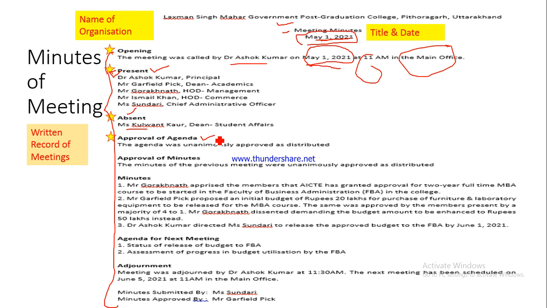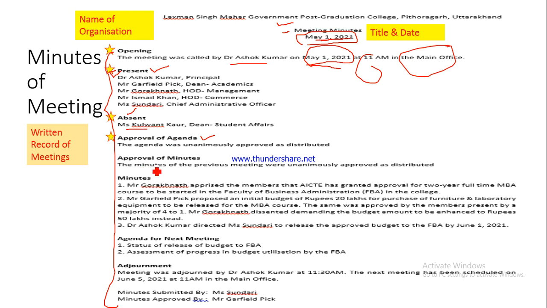Why is this being done? Again, the reason is so that everybody who has to attend the meeting, first of all, gets to know the various details like venue and timing, and then he or she also gets to know what is going to be discussed so that he or she may come prepared. So what we do is, we actually circulate the agenda first, beforehand.